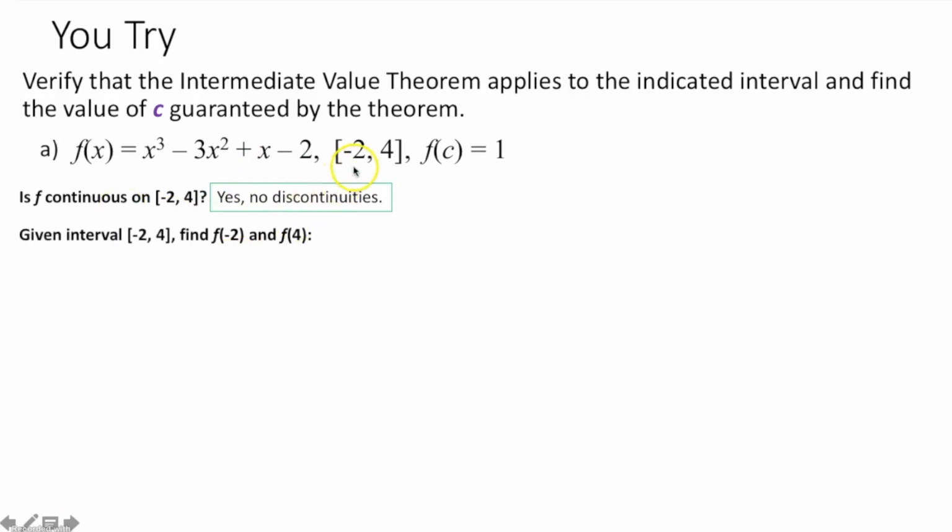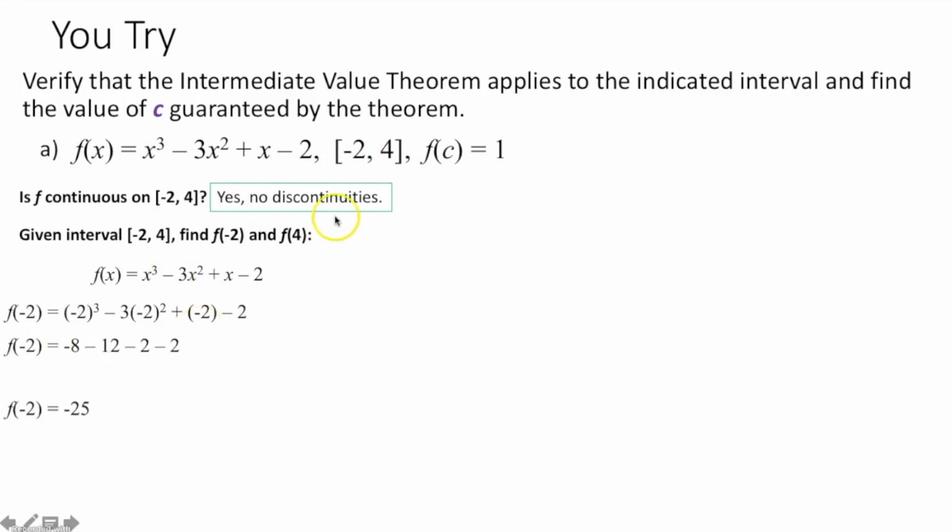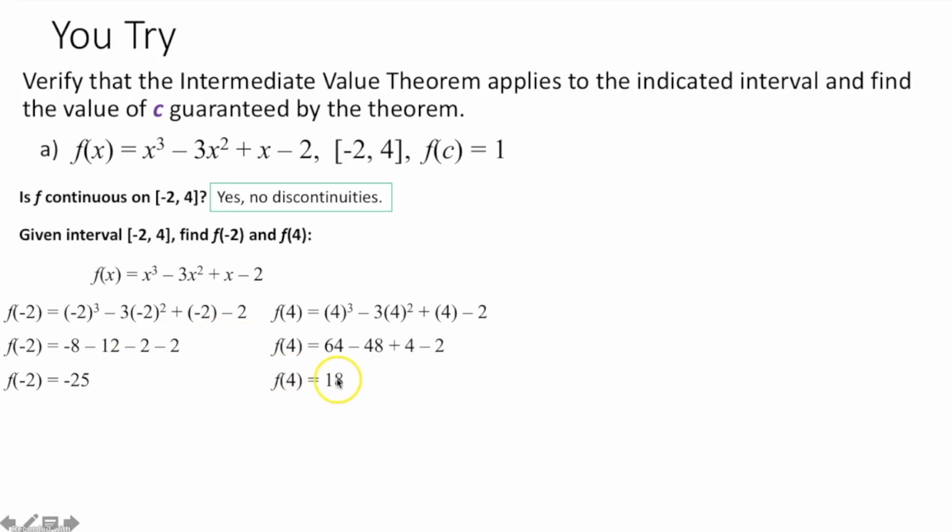Next, we need to find the two y values associated with our endpoints. So what we do is we take each of those endpoints and plug them into our function to get the y values associated with them. If I plug in -2, our first x value of our endpoint, into the function, I get a y value of -25. If I plug in 4 to the function, our other endpoint, I end up getting 18 as the y value associated with that.